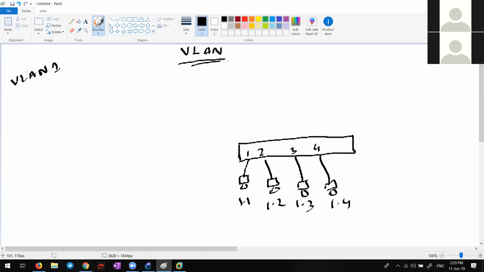What is the reason for that? Most of the companies and organizations, the network admins, prefer to remain in VLAN 1. Why?